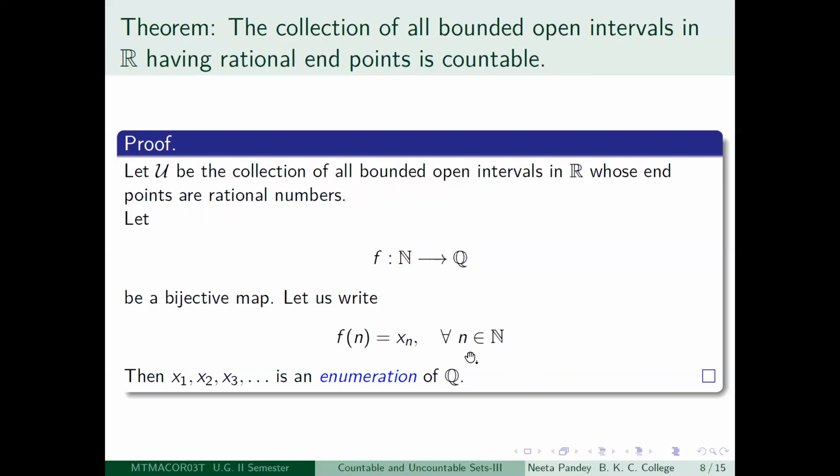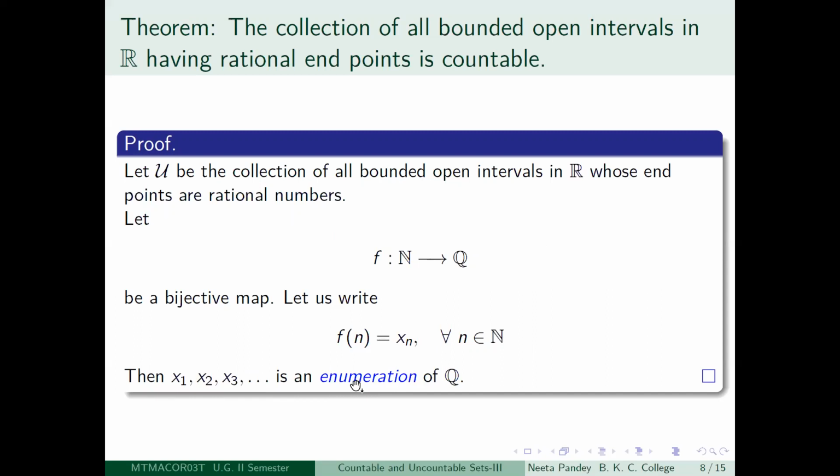Then what do you have? You get these numbers x1, x2, x3, etc., and they will comprise all the rational numbers. This is what is called an enumeration. Enumeration basically means choosing a bijective mapping from the set of positive integers to Q, and giving a notation like this, that F of n is equal to xn. So 1 maps to x1, 2 maps to x2, 3 maps to x3, and so on. This is called an enumeration of Q.